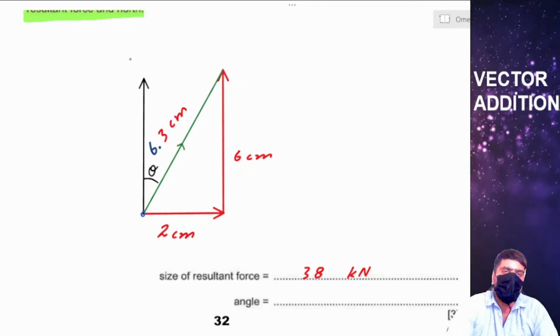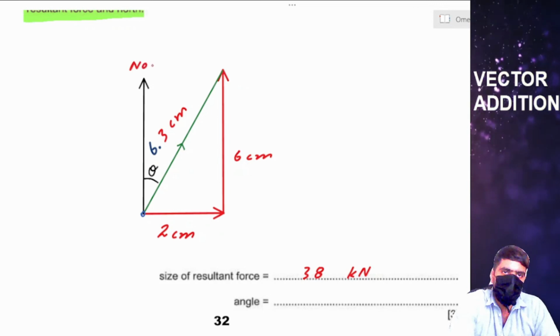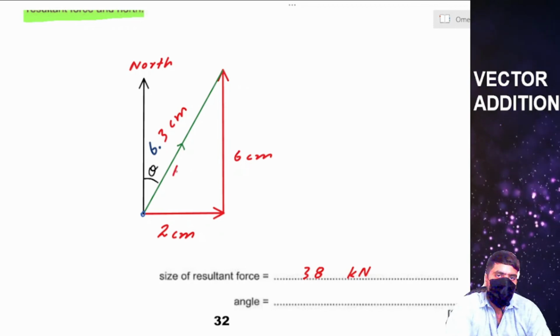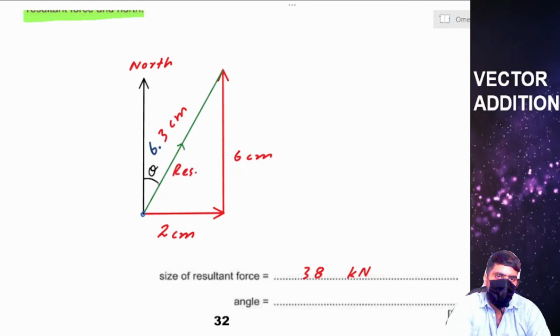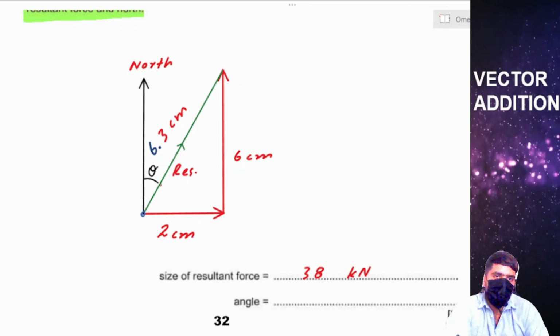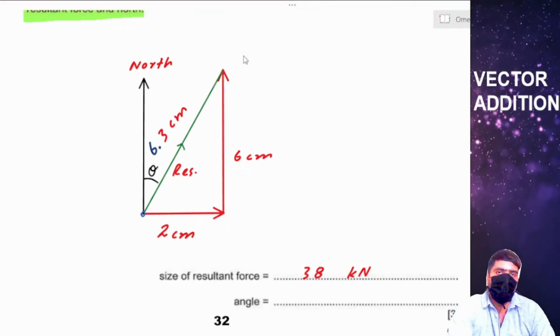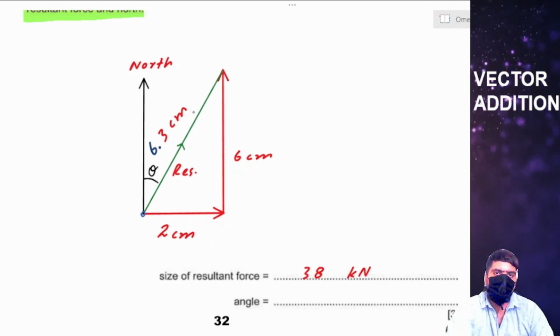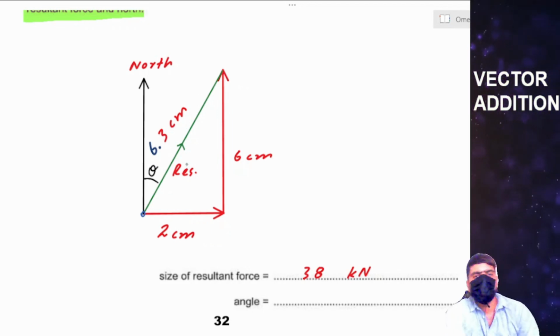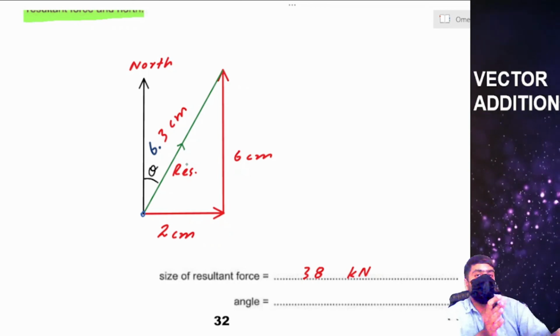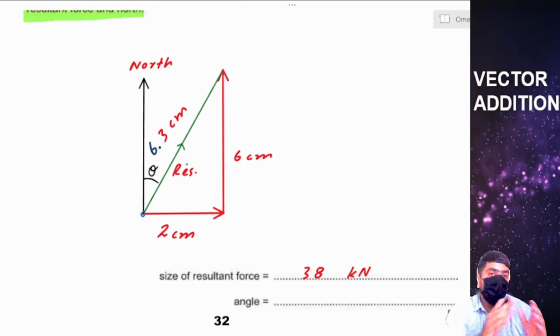Then you need to find the angle between north. North is a vertical line directed upward on the sheet of paper. You measure the angle, and this one was your resultant. You measure the angle between these two with the help of a protractor, and you get your answer for the angle. Sorry, not with the help of a ruler. I said mistakenly, with the help of a protractor.